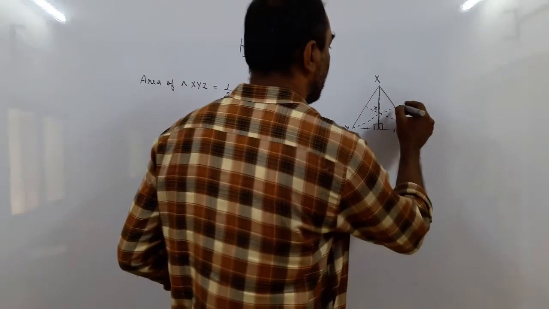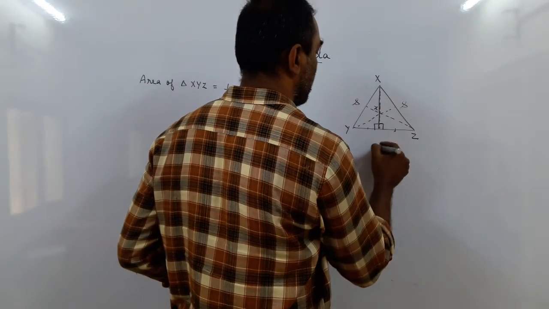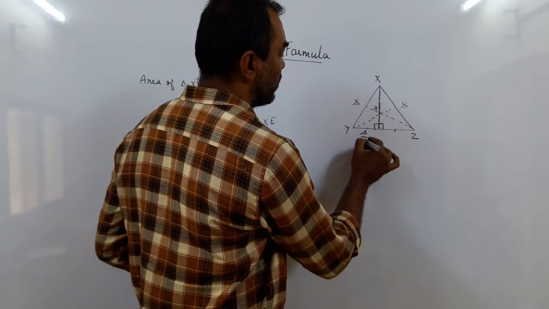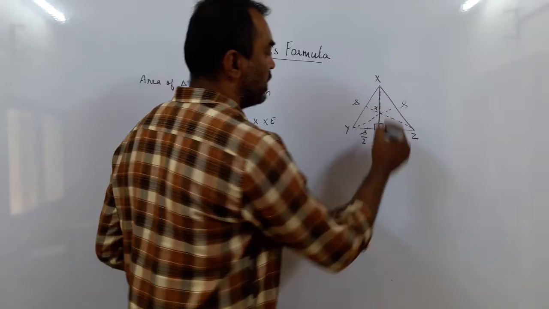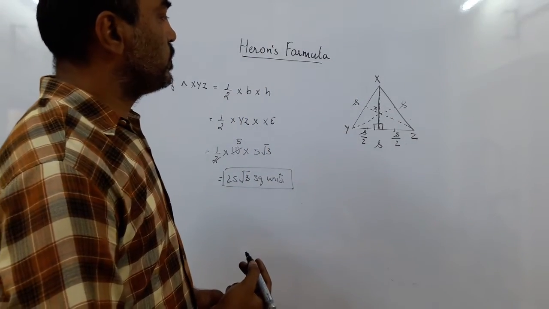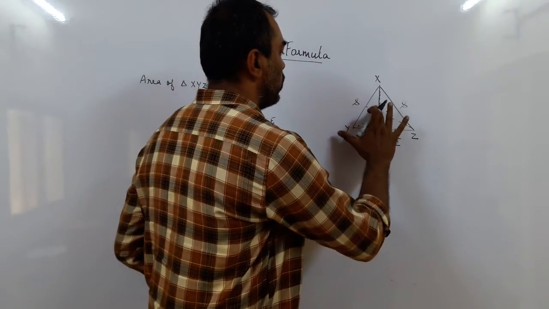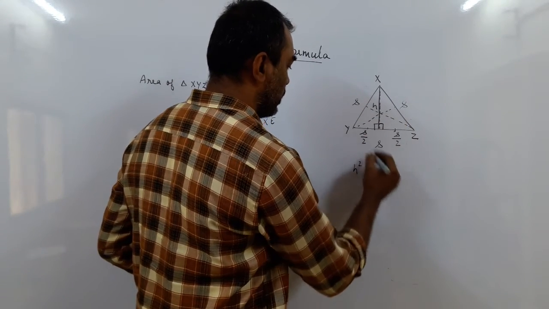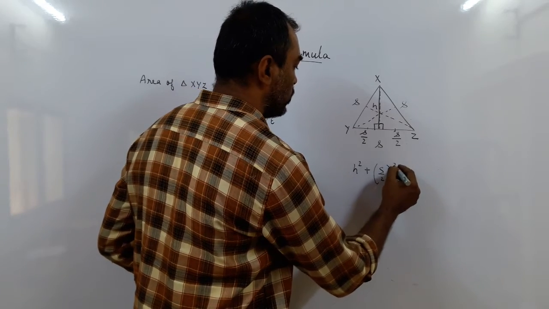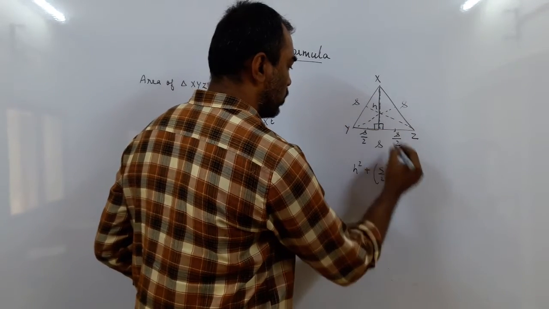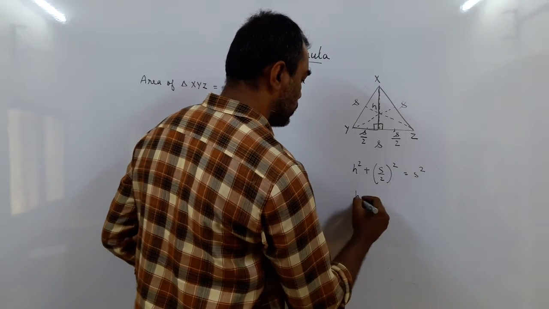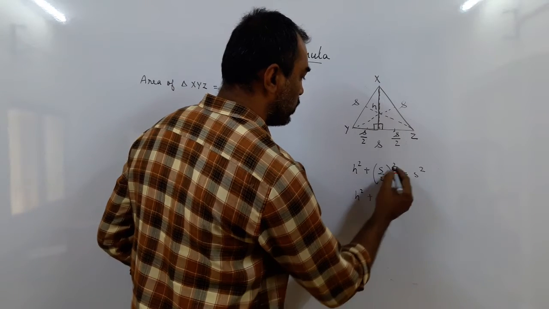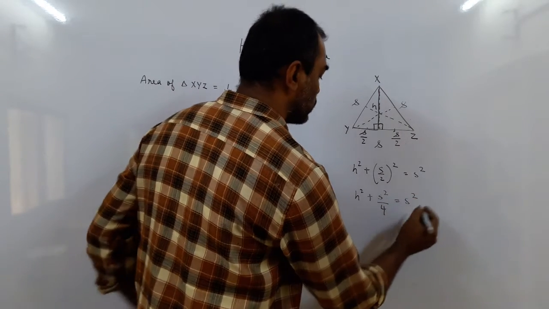So what we will call each side? S, S and S. But the same thing happens when I draw the altitude. This becomes S by 2 and this becomes S by 2. Okay, now I'll call this altitude as H. So I get H square plus S upon 2 the whole square, H square plus S upon 2 the whole square is S square. So H square equal S square minus, how do you square this? S square, 2 square is 4.